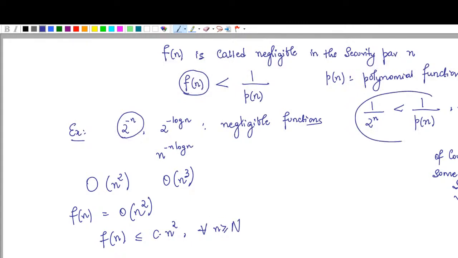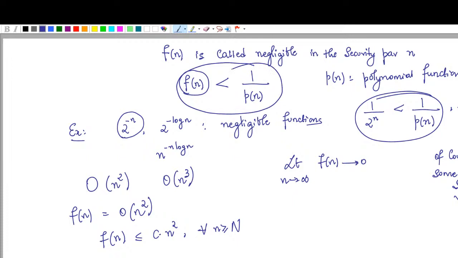In the same way, we are giving a class of functions which asymptotically approach zero. So basically, the limit as n tends to infinity of f of n approaches zero. To formally state that, we require that f of n should be strictly less than the inverse of every polynomial function. So wherever intuitively you have any function of n occurring in the negative form in the exponent, you can think of that function as negligible. That's intuitively the idea behind negligible functions.